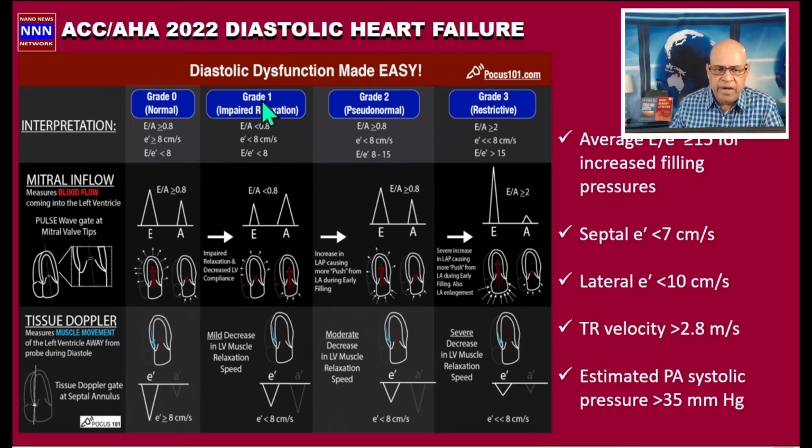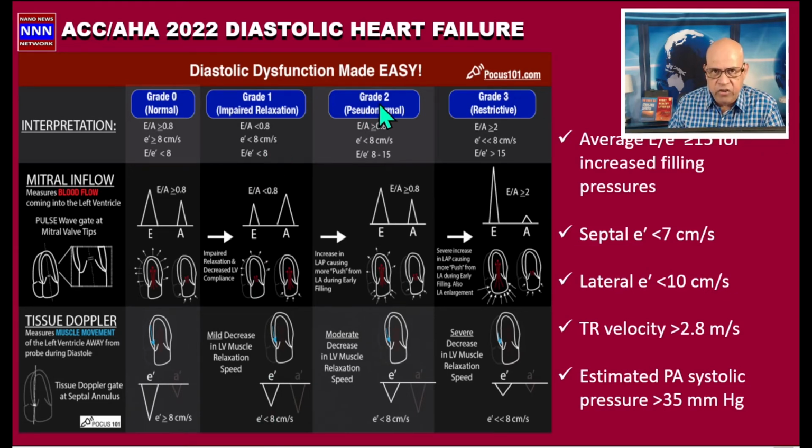In patients with grade 1, with just impaired relaxation, this is the earliest stage of diastolic dysfunction. Here we have a prominent A wave, which is expected in a patient with elevated left ventricular end diastolic pressure, where we expect to see strong atrial contraction causing a stronger A wave compared to the E wave. And the E prime velocity remains the same. As a result, the E to E prime ratio is less than 8.